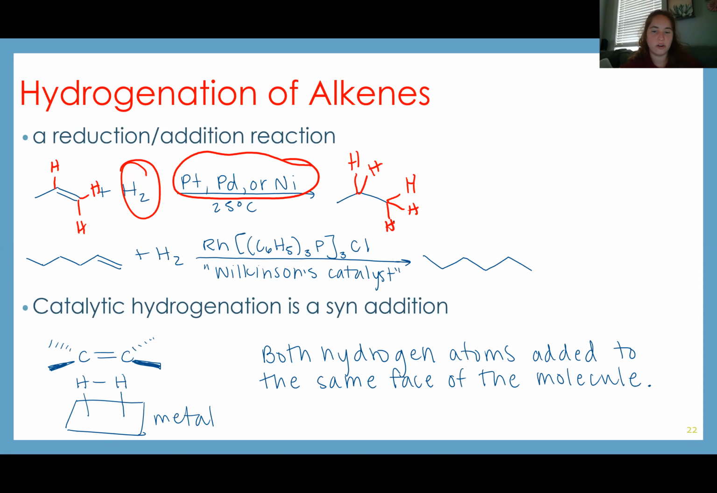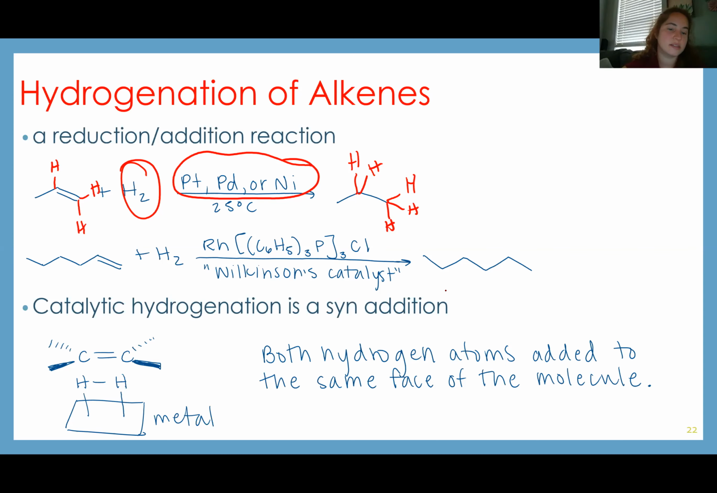The reaction underneath it is the exact same thing, but using a more complex catalyst. I'm fine if you just say Wilkinson's catalyst. I'm never going to ask you to produce this formula on your own, but you may have to recognize that formula. So if you see this with rhodium and everything, it's rhodium, triphenyl phosphine, and then chloride. It's just making an alkane.